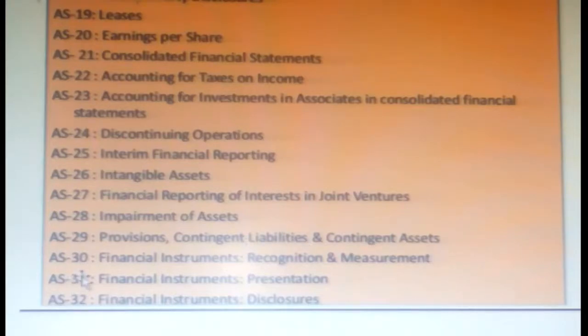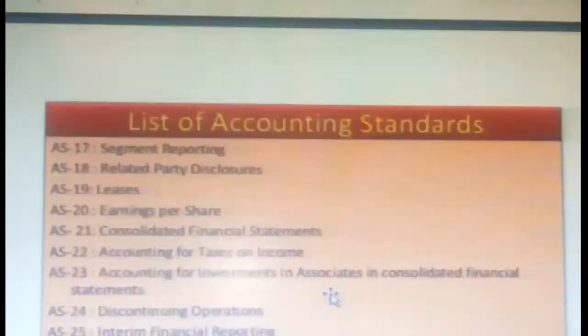And similarly, AS 30, financial instruments, recognition and measurement. So how to measure the financial instrument, correct? AS 30, 31, 32 are all related to financial instruments, the presentation and disclosure, correct? That's why accounting standard 1 to accounting standard 32 are all clearly mentioned by the Institute of Chartered Accountants of India, a total list of 32 accounting standards, correct?